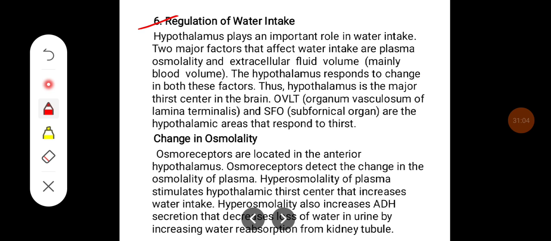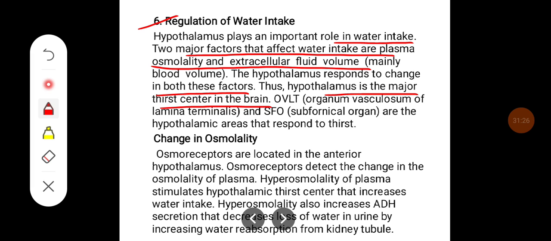Hypothalamus is also involved in regulation of water intake. Hypothalamus plays an important role in water intake. The two major factors that affect water intake are plasma osmolality and extracellular fluid volume. The hypothalamus responds to change in both these factors. Thus, hypothalamus is a major thirst center in the brain.